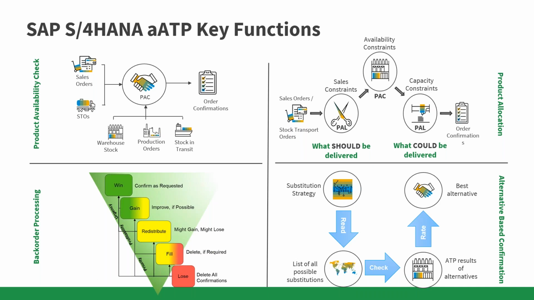The other functionality that I want to quickly highlight is alternative-based confirmation. This is a successor solution of rules-based ATP. Basically, whenever a sales order comes and the desired product is not available at the requested plant, then look for an alternative. You can look for the alternative in a different plant, or you can look for a similar product in the same plant. That is what alternative-based confirmation is all about. But how is it different from rules-based ATP in APO GATP? It looks for a more dynamic selection of alternatives than the fixed selection of alternatives that we had in APO GATP.